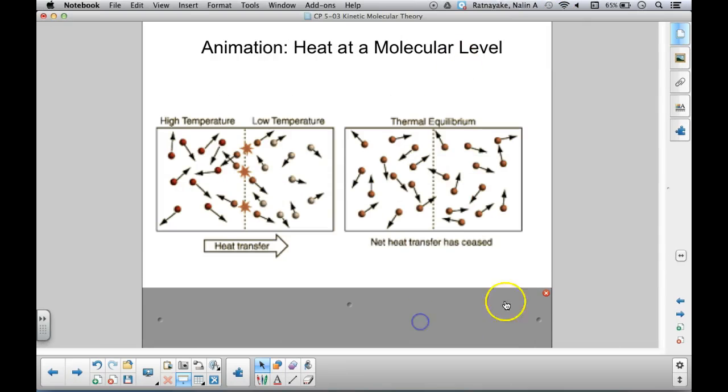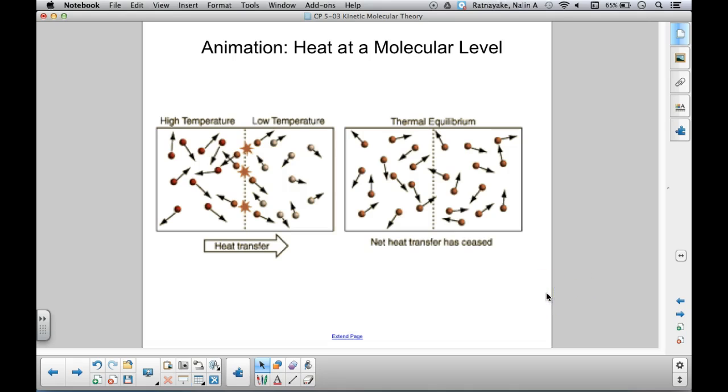So here's a static image, just a frozen image of what's going on. Here's the high temperatures. There's more collisions happening from this side than this side, so on the whole, everybody drifts this way towards thermal equilibrium. And heat transfer is going to be from hot to cold.